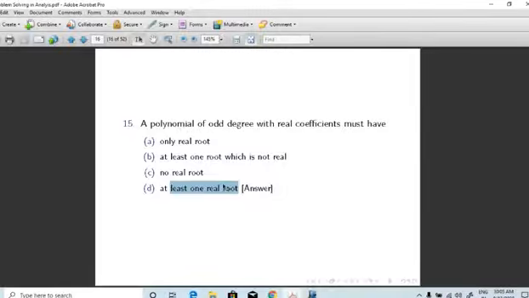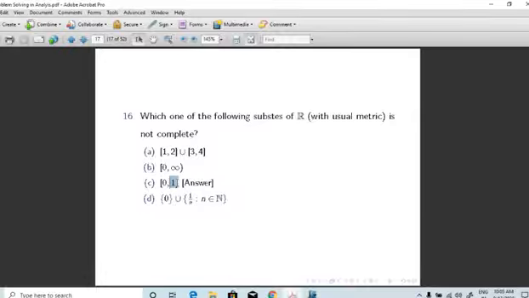Now look at the next one. Which one of the following subsets of R with the usual metric is not complete? So we know that complete means every Cauchy sequence converges, and the limit point should be in the set. Look at the third option. It is closed at 0, open. If it is a Cauchy sequence here, better take 1 by n plus 1. As n goes to infinity, that converges to 0, which is there. But you have to show that it's not complete. Therefore, you have to choose some other Cauchy sequence.